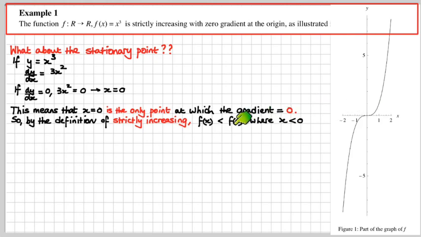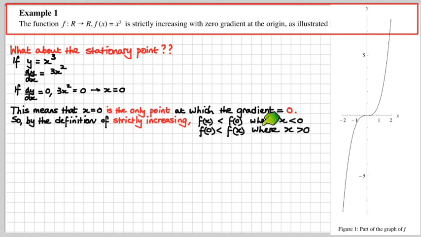So immediately to the left of 0, the function will be less. In fact, it'll be negative. It'll be a negative value, okay? So, see, that fits our definition of strictly increasing, providing that it only has a zero gradient at one single point and then continues to go up after that as x goes to the right, yeah?